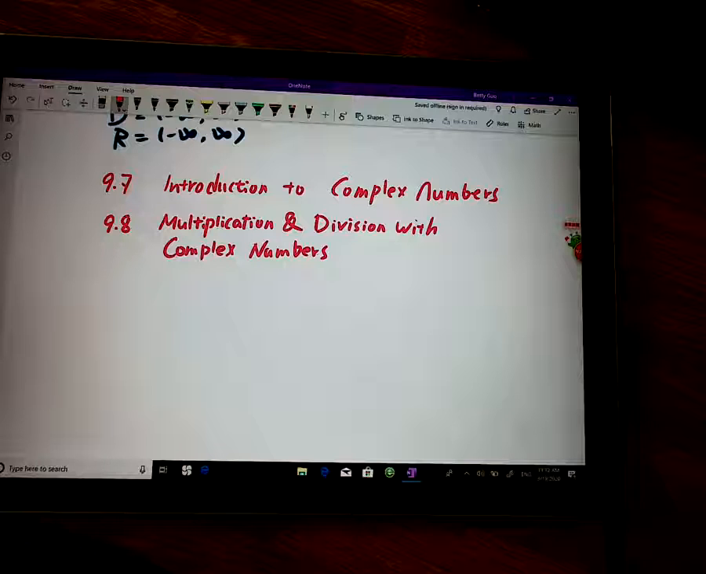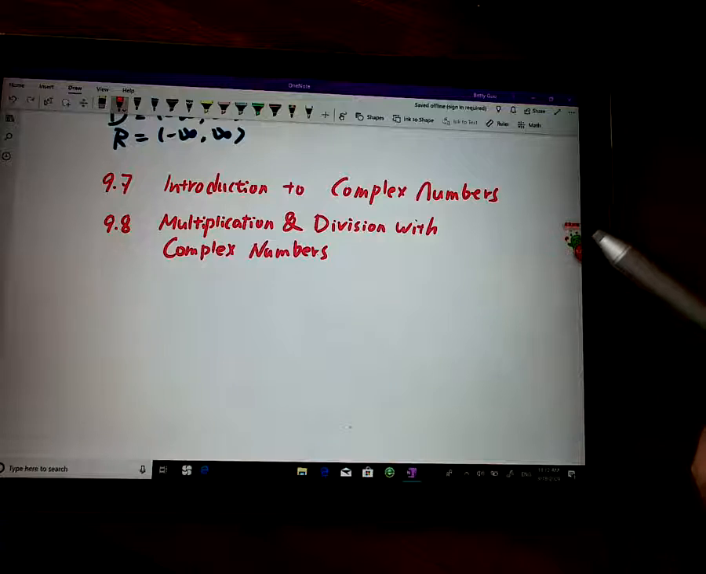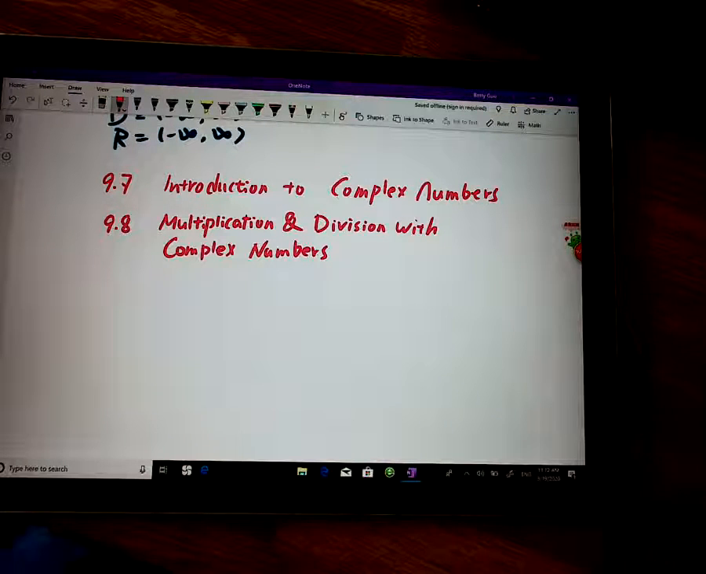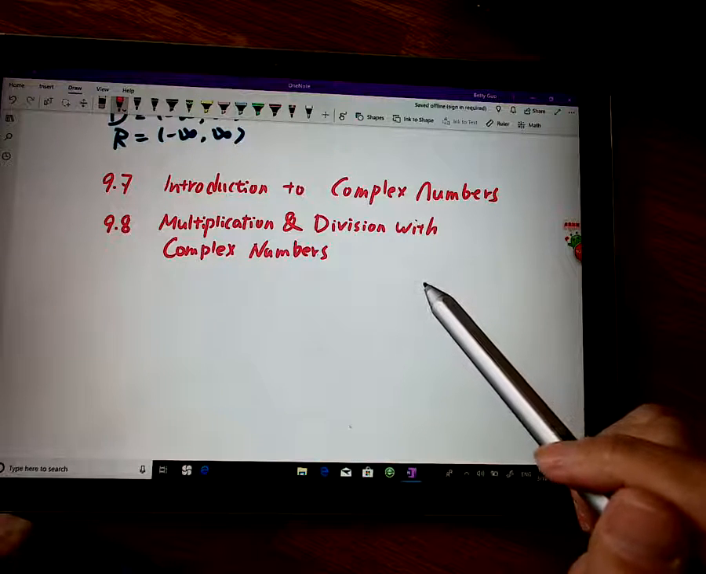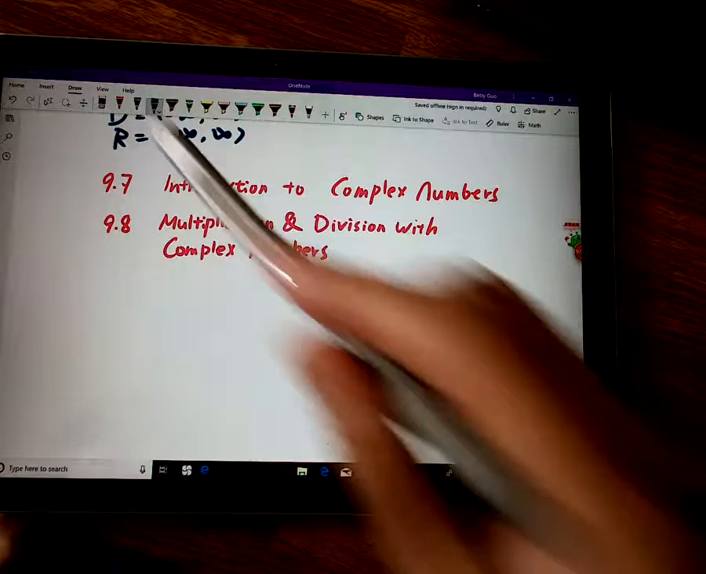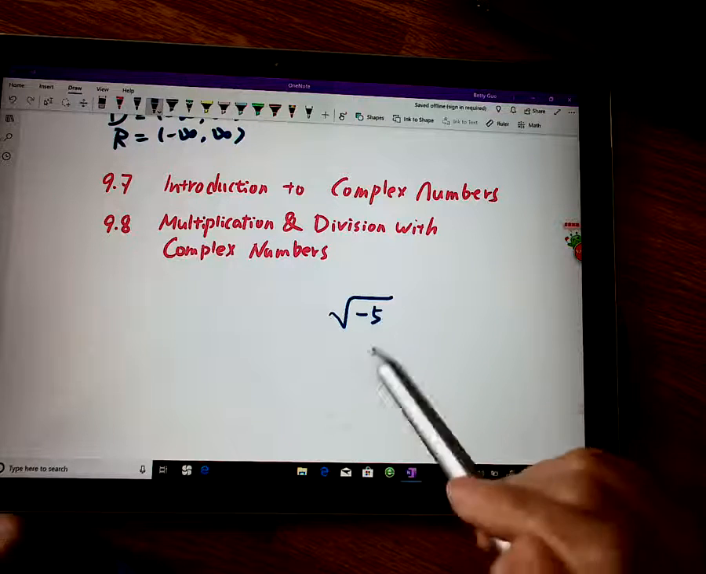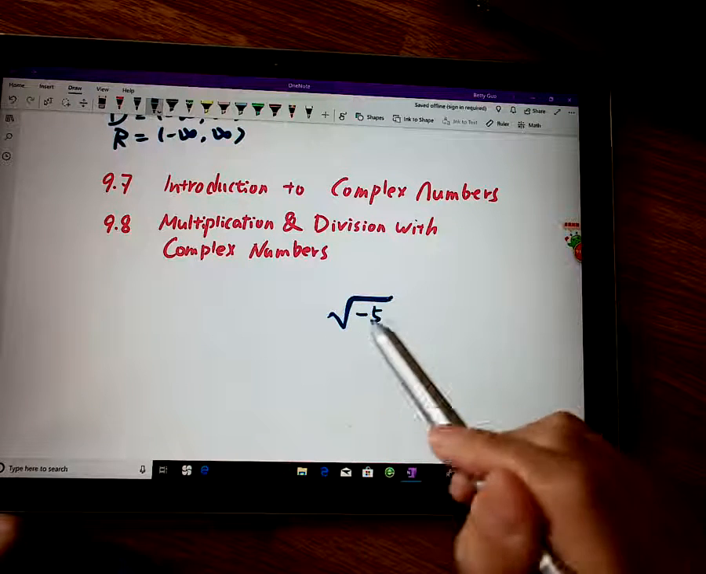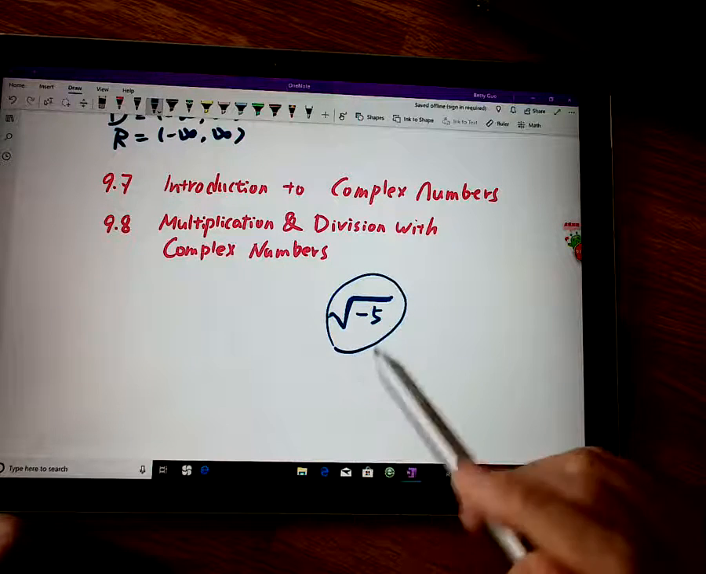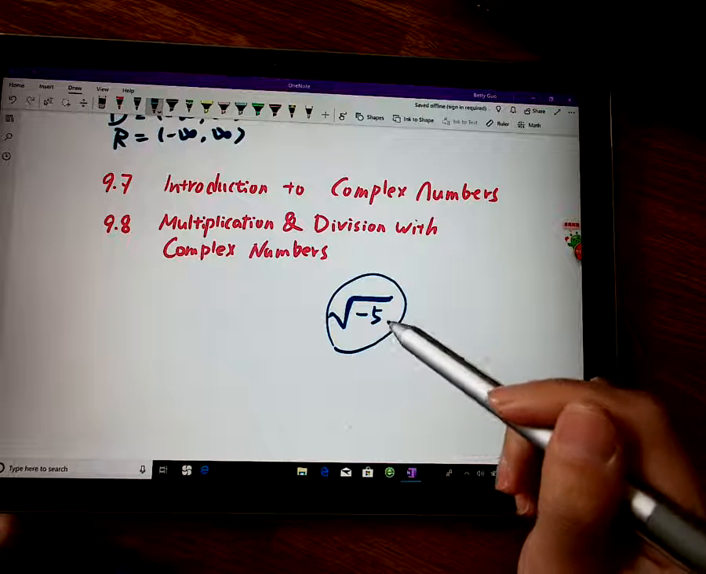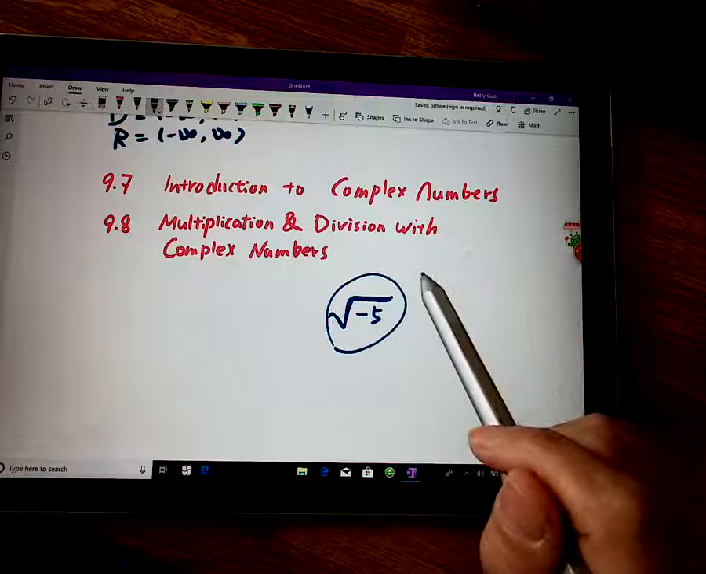All right. So in this section, we are going to cover 9.7 and 9.8. They're about complex numbers. Before, in previous sections, we know that if we see the radicand of a square root is a negative number, that's not a real number. If it's not a real number, what is it? So today we're going to learn complex numbers.